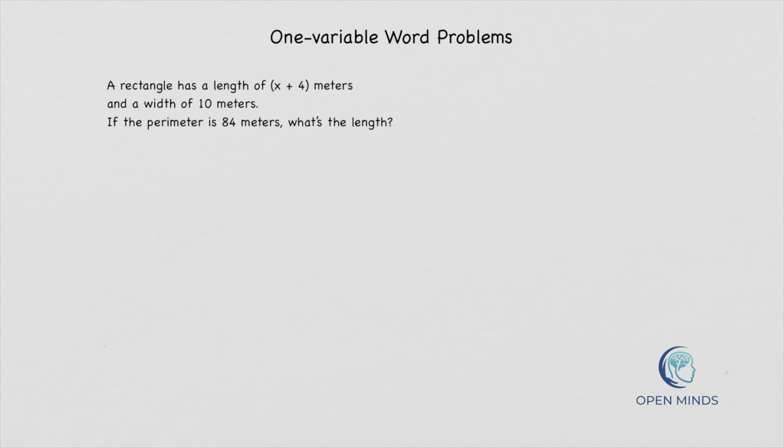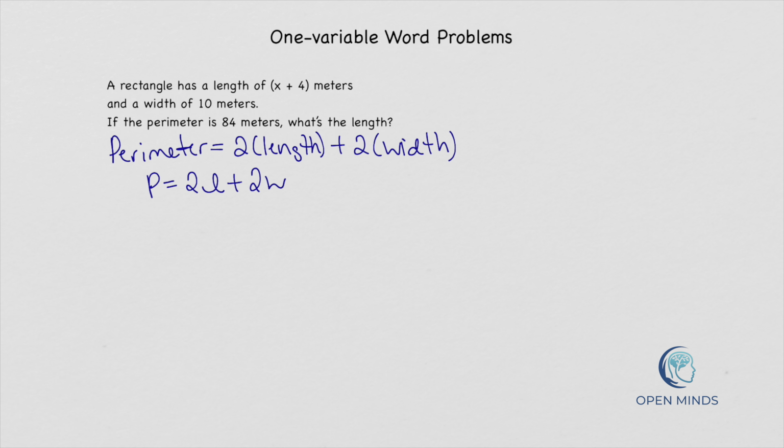Our last problem. A rectangle has a length of x plus 4 meters and a width of 10 meters. If the perimeter is 84 meters, what's the length? Okay, so we have a formula to help us find the perimeter for a rectangle, and the perimeter is equal to 2 times the length plus 2 times the width, or simply P equals 2L plus 2W.